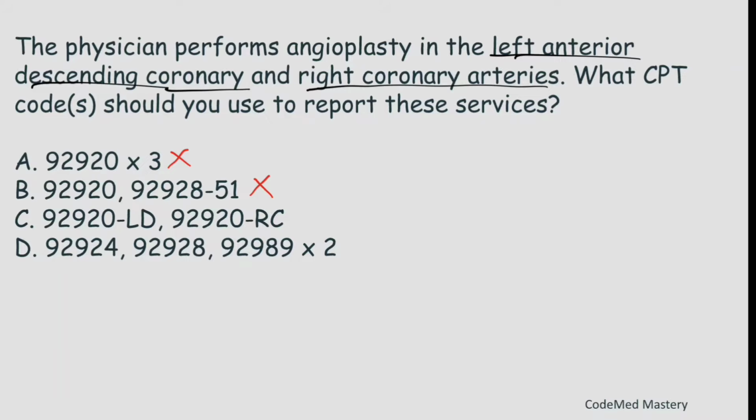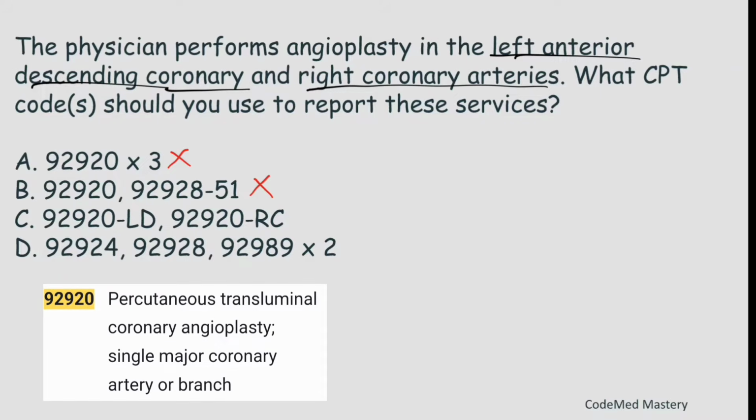Coming to option C, 92920, which is for percutaneous transluminal coronary angioplasty, single major coronary artery or branch. They have mentioned LD. So the modifier LD is for left anterior descending. That is right. Then 92920, that is for coronary angioplasty, and they have mentioned the RC modifier, which is for right coronary. So option C is the right answer.